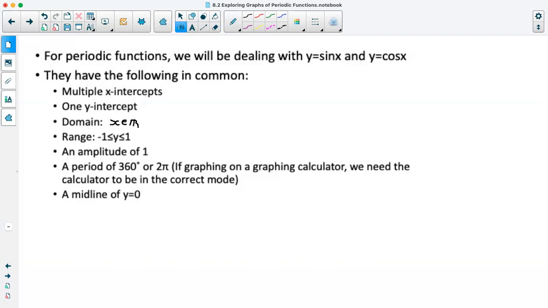Now, if we don't have a number in front of sine or cosine to cause a change in amplitude, our range will be from -1 to +1, which gives us an amplitude of 1. Depending on if we're graphing in degrees or radians, we have a period of 360 degrees or 2 pi. If you're graphing on a graphing calculator, you need to make sure you're in the correct mode when you go to graph these, or your graph will look either stretched or compressed horizontally. Unless we have some sort of transformations, we'll have a midline of y equals 0.